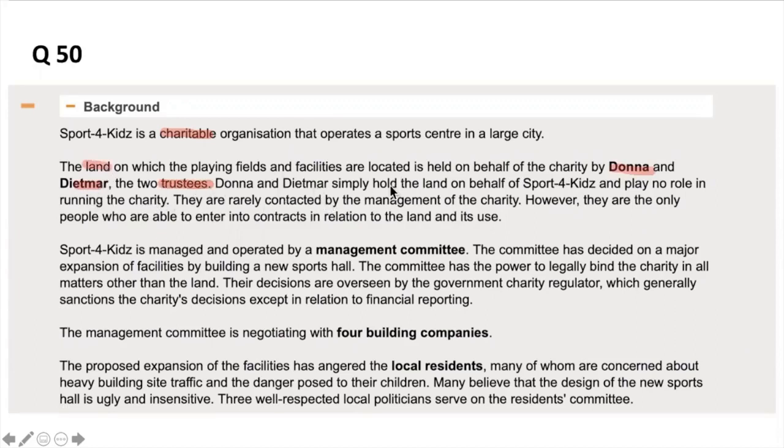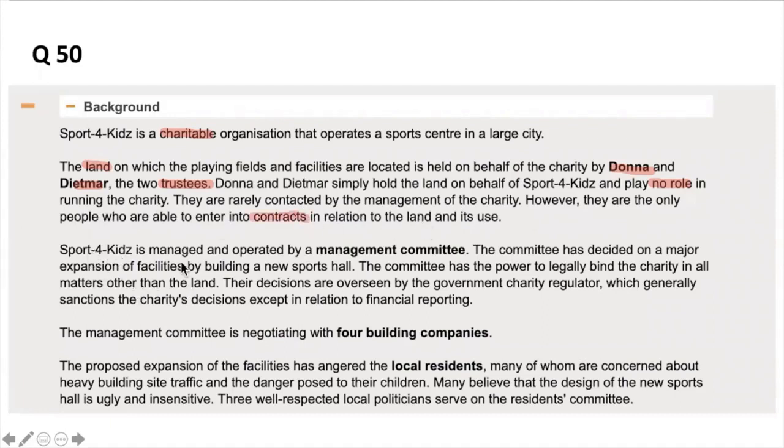Donna and Dietmar simply hold the land on behalf of Sports for Kids and play no role in running the charity. So they're not involved in the day-to-day. They are rarely contacted by the management of the charity. However, they are the only people who are able to enter into contracts in relation to the land and its use.